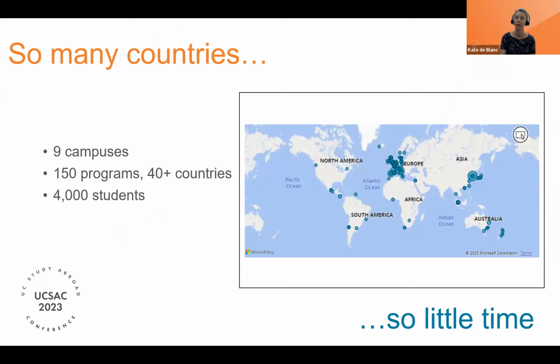We are the University of California Education Abroad Program, UCEAP. We work with 9 UC campuses to send students on 150 programs spread across 40 countries. We had just under 4,000 students participating in the 22-23 academic year, and we anticipate that the number of participants is going to continue to rise. This map shows the areas where students are, and a lot of students.